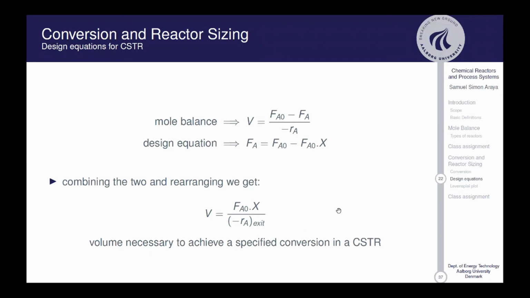Okay, and this is basically the volume that's necessary for a CSTR to achieve a specific conversion. A specific conversion is basically our design parameter that we already decide we want. If we know that's the CSTR that we want to run this reaction in, then the volume of the CSTR that will give us the conversion that we decide is basically this volume here.